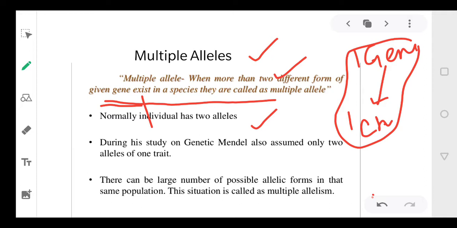Multiple alleles means a gene which has more than two members, okay, we will call it multiple alleles. Generally, there are two members in a gene. Now, Mendel assumed only two alleles of a trait. He said there are only two members of a gene, but in a population we find that there are more than two alleles, and this phenomenon is called multiple allelism, right?